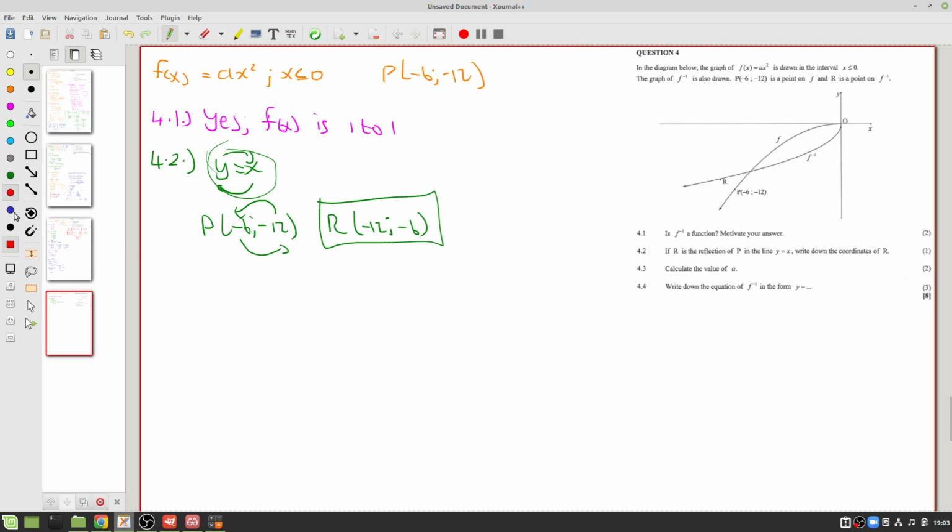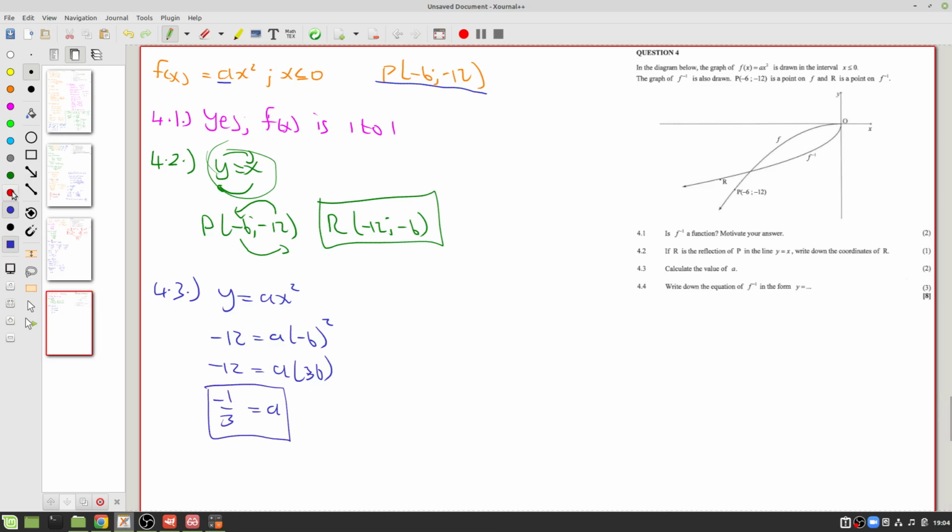Great. Then we get to question 4.3. It says calculate the value of a. And we've got a point which we can substitute. We know the equation is y equals ax squared, but we have an x and a y that we can put in. So y is -12 when x is -6. That gives us -12 equals a times, what is -6 squared? That's positive 36. Now we can divide both sides by 36, so we get negative a third equals a.